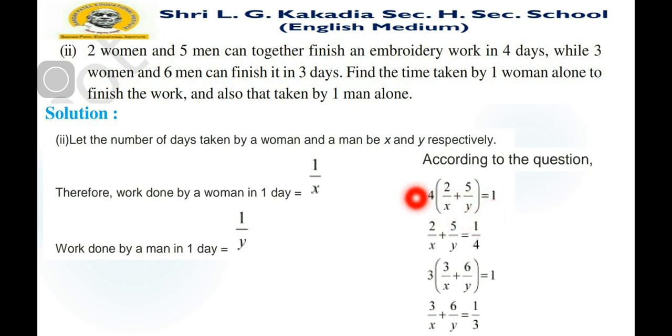Hence 4 can be removed here, so 1 over 4. Then we get 2 over x plus 5 over y is equal to 1 over 4, as you can see here. As well as from the second line, 3 women means 3 over x and 6 men, that is 6 into 1 over y, that is 6 over y. The work done in 3 days is equal to 1 work. So here we can find 3 by x plus 6 by y is equal to 1 over 3. So we have two equations.